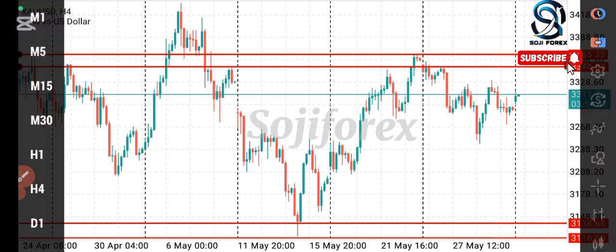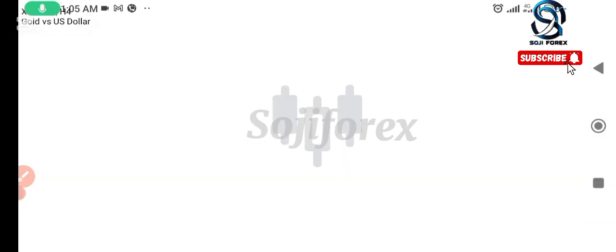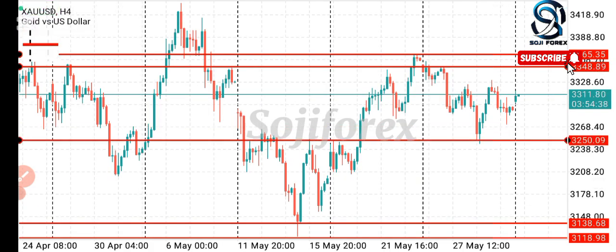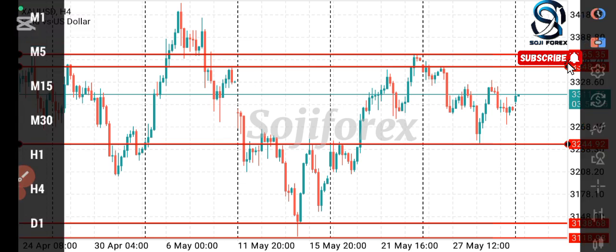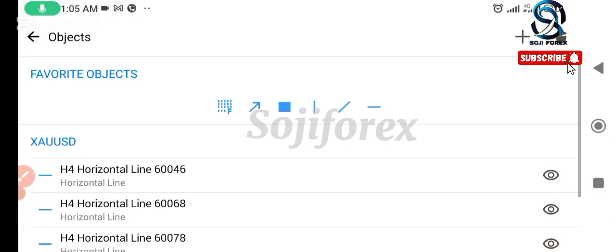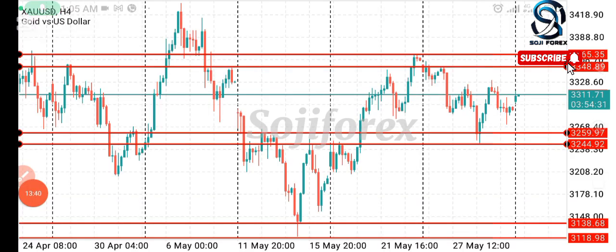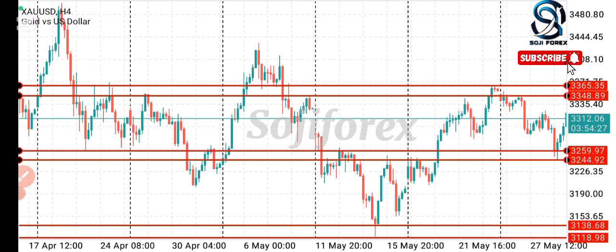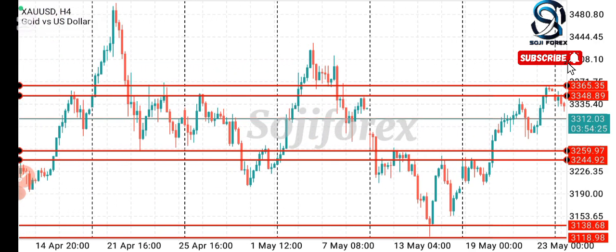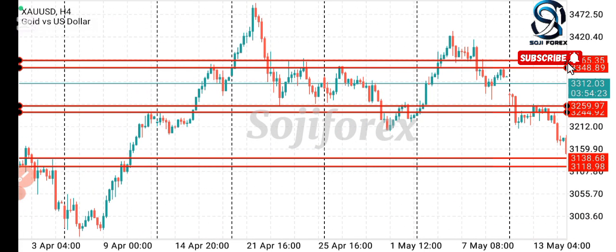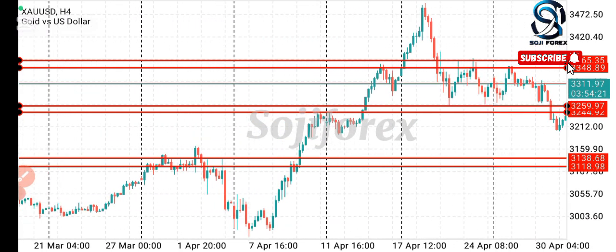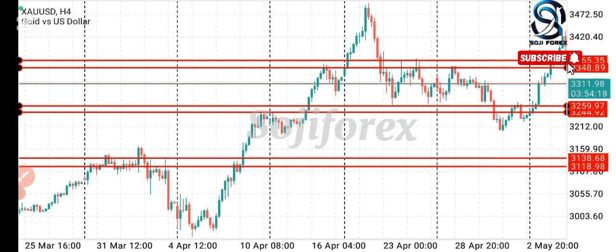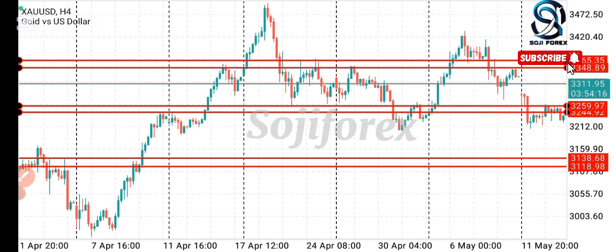And then here, this is obvious. So we are going to mark this. This is point of failure and then point of reaction. This is point of failure, this is point of reaction. So this is exactly how you can mark your zone of support and your zone of resistance.